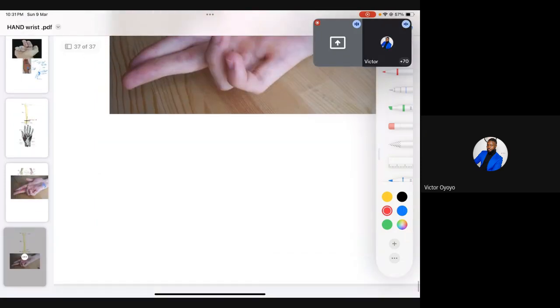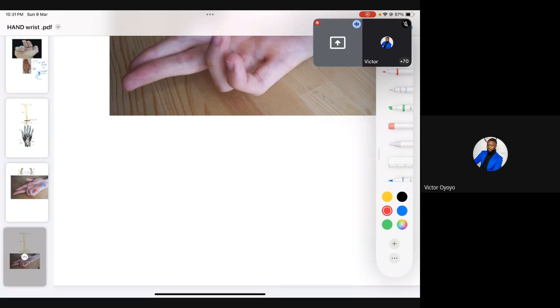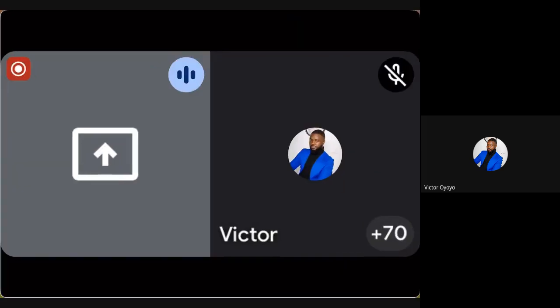Let's discuss our next topic, that is the lumbosacral plexus. But before that, let's have a 5 minute break, right?